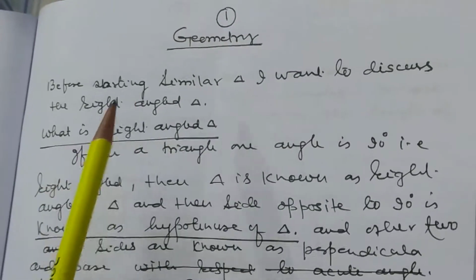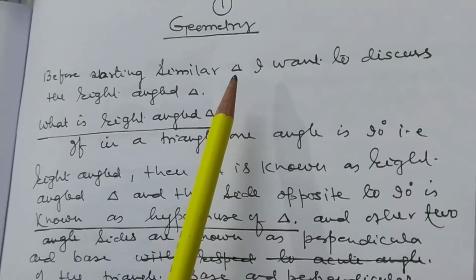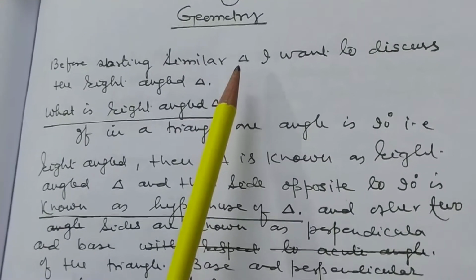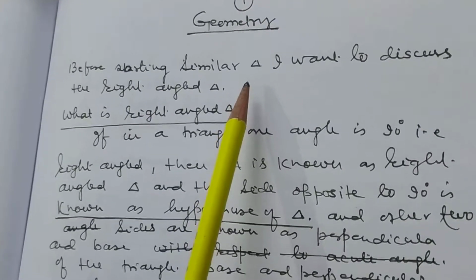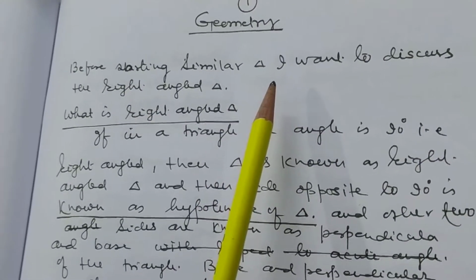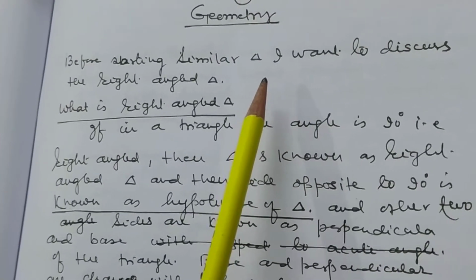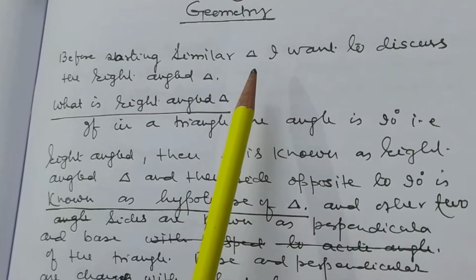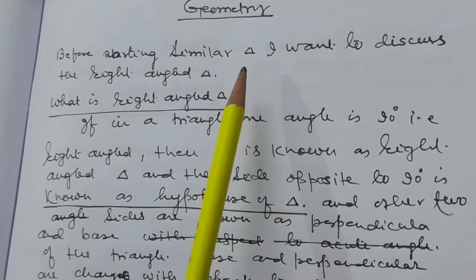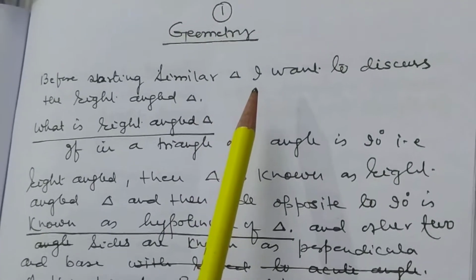My dear students, today I want to discuss the most important chapter of this syllabus, geometry. So before starting triangle, in fact, I want to start right angle triangle. But in your book, it is started from similar triangle.